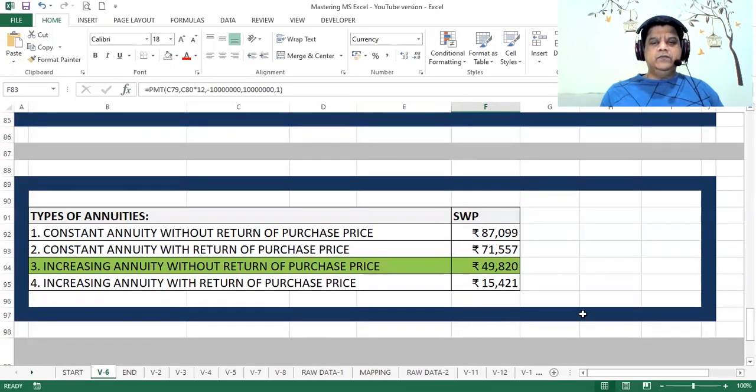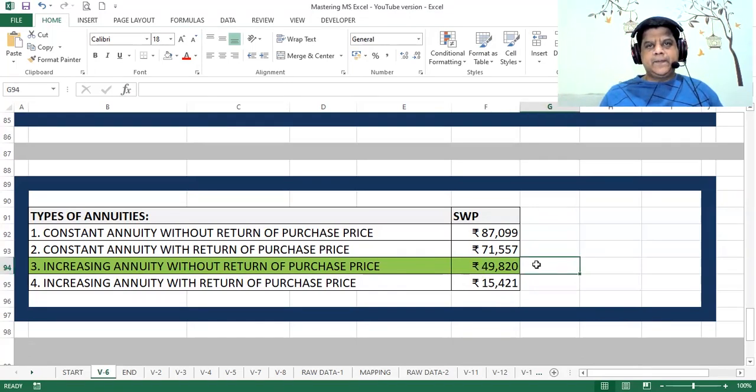Between 3 and 4, there is no requirement of return of purchase price. So 2 options I give you. One is you have an annuity of 49,000 rupees, and whatever is the account balance, in case something happens to you, goes to your nominees. Second case is you only get less than 1/3 of that amount as annuity, and if in case something happens to you, your family gets a good amount of money.